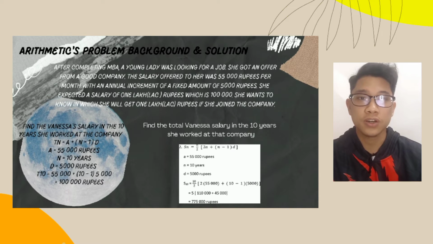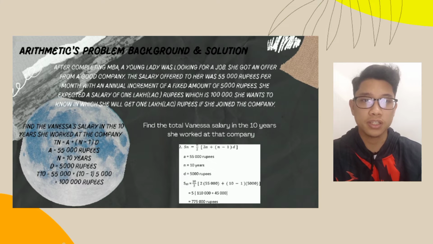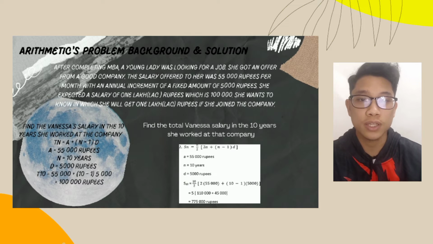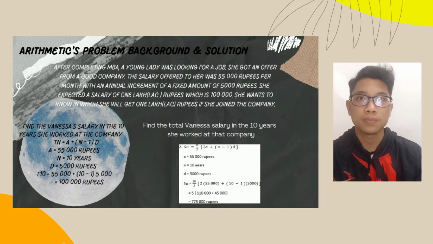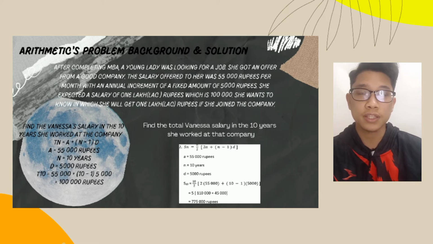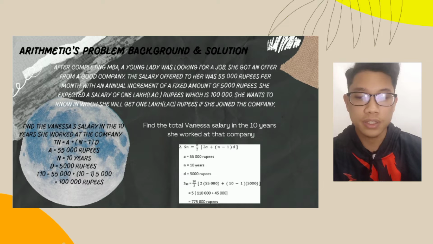For the first solution of this question, we must find Vanessa's salary in the 10 years she worked at the company. So, the formula we can use is Tn equals a plus (n minus 1) d. We know that a is the first term, which we can conclude is 55,000 rupees. n is the number of terms, that is 10 years. And d is the common difference, which is 5,000 rupees.